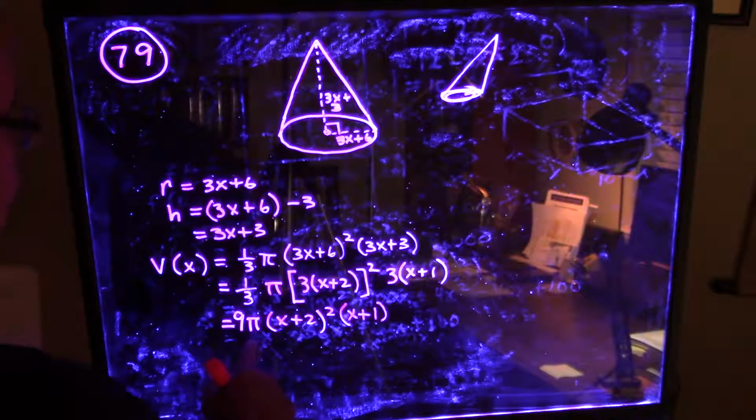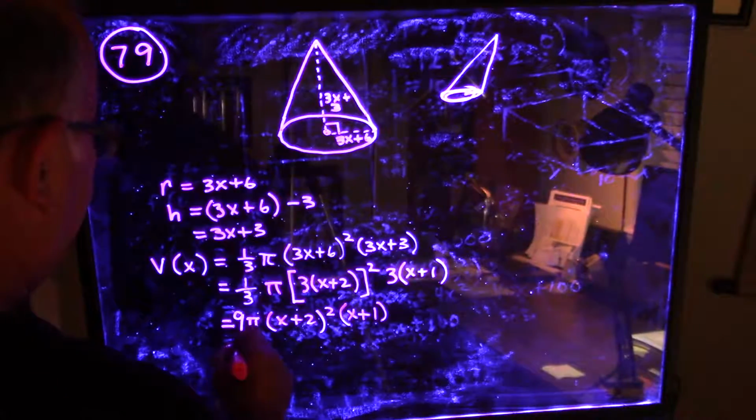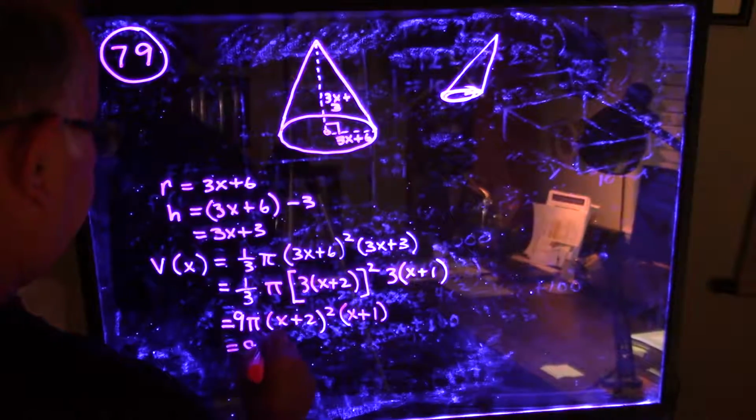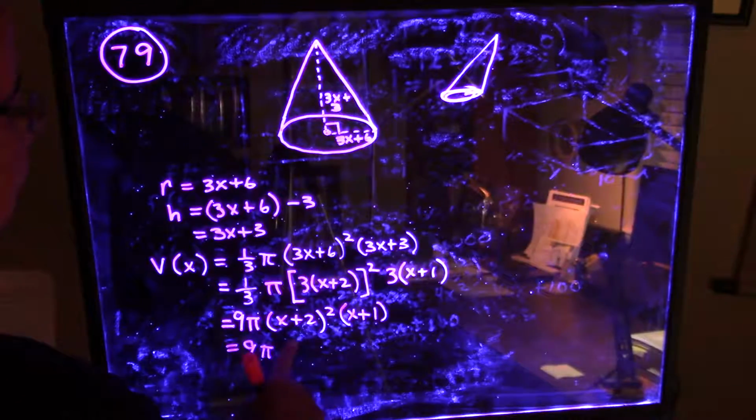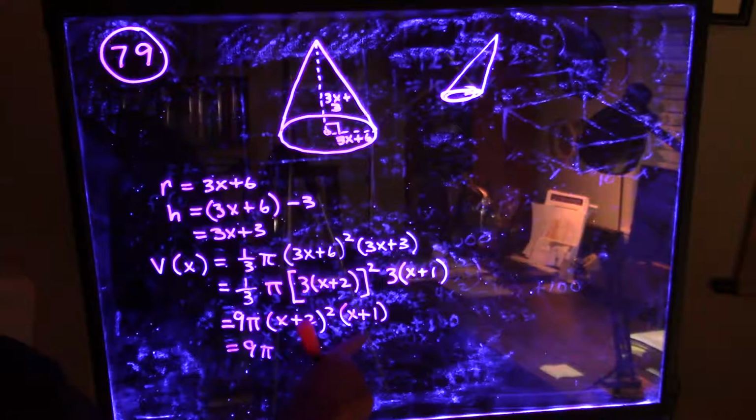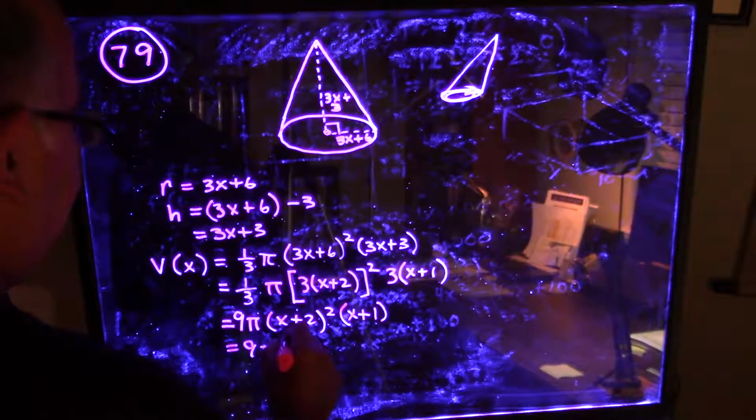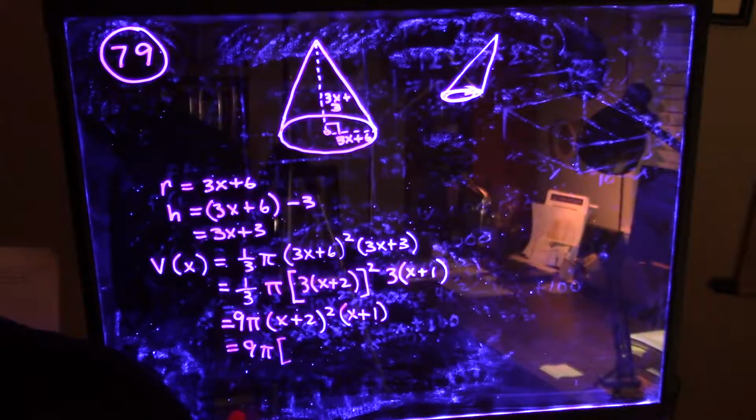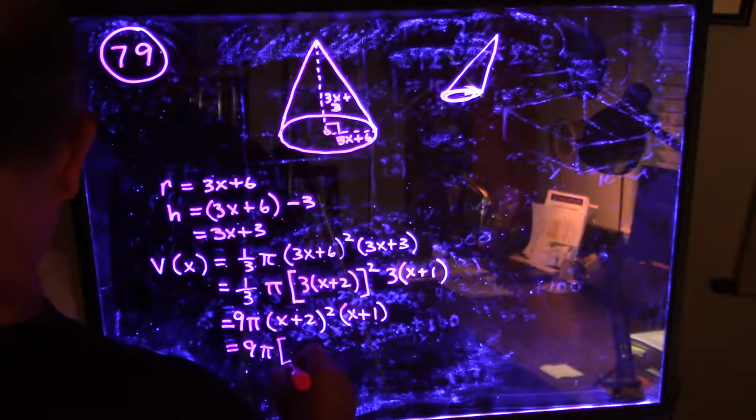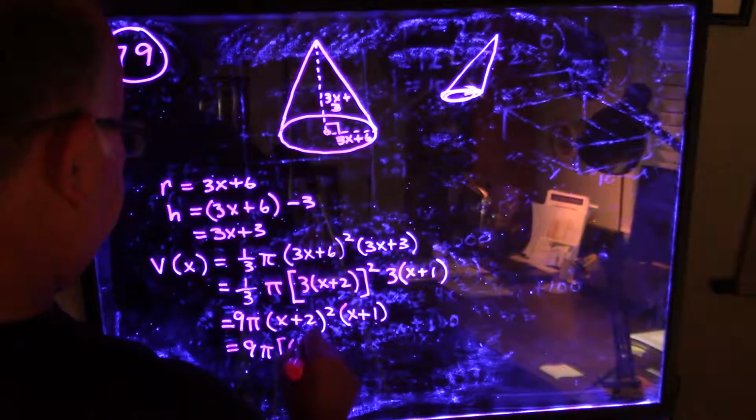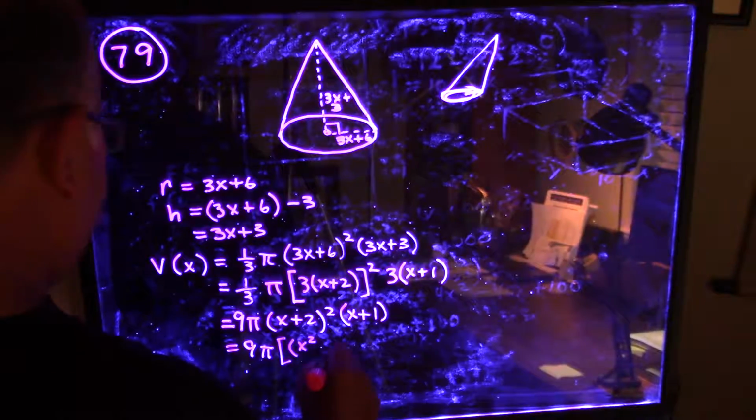And then I'm going to leave that 9 pi out in front, and I'm going to multiply everything in here. Actually, 3 factors here, you got the squared there. I'll put brackets. Let's do this first: x plus 2 quantity squared. That's going to be x squared plus 4x plus 4.